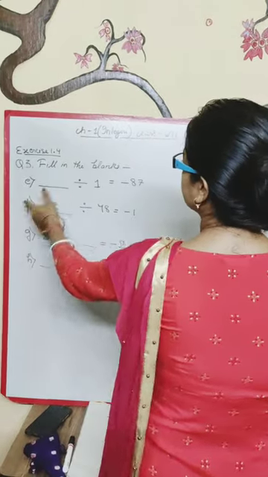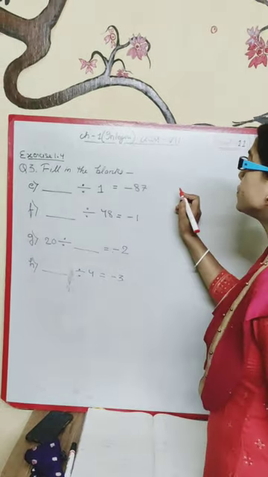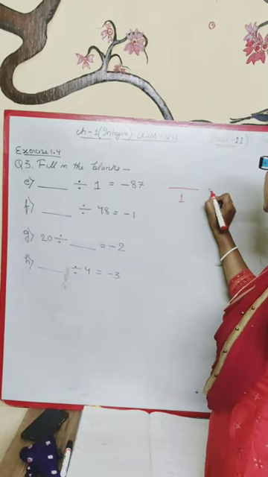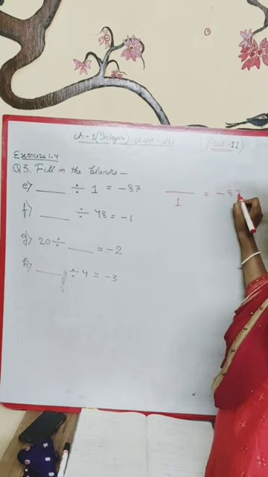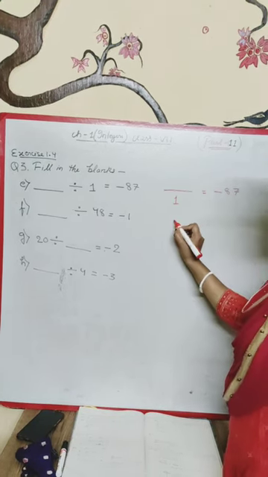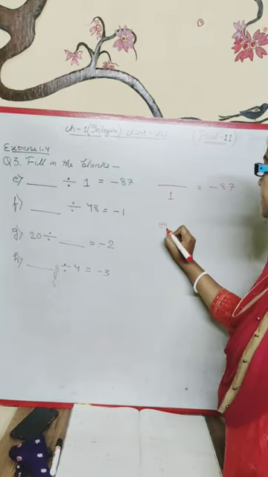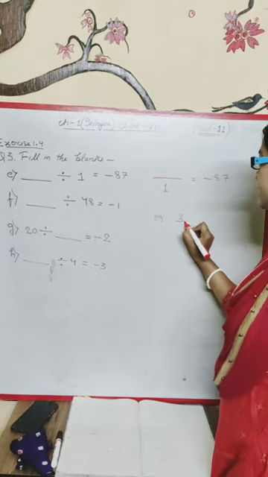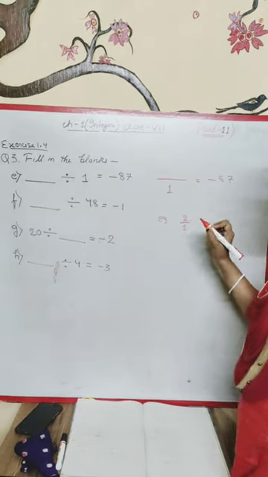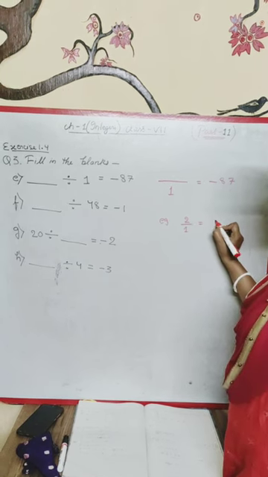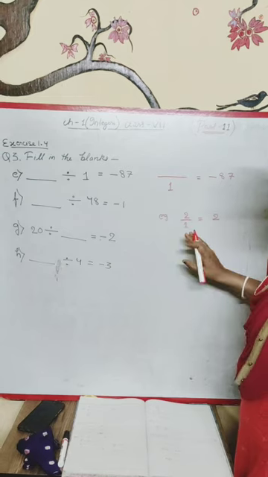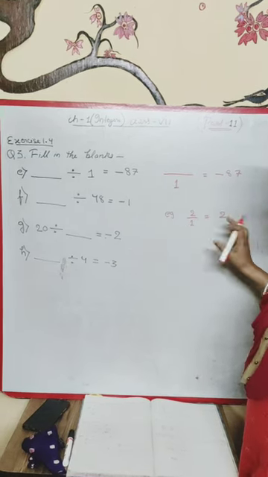In this question number E, dash should be divided by 1, so the answer will be minus 87. I'm just giving one example: whatever the number is, when divided by 1, as you just see 2 by 1, we will write it as 2. Understood? We are not writing this 1 in the answer part.